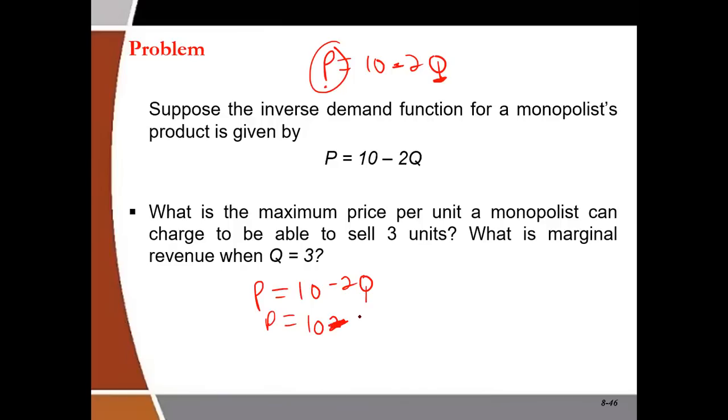10 minus 2 into bracket 3. So this will give you 10 minus 6, which is 4. So the price is equal to 10 minus 2Q. How much price should they charge to be able to sell 3 units? The price is equal to 10 minus 2 into bracket 3, and you get 4 cedis.